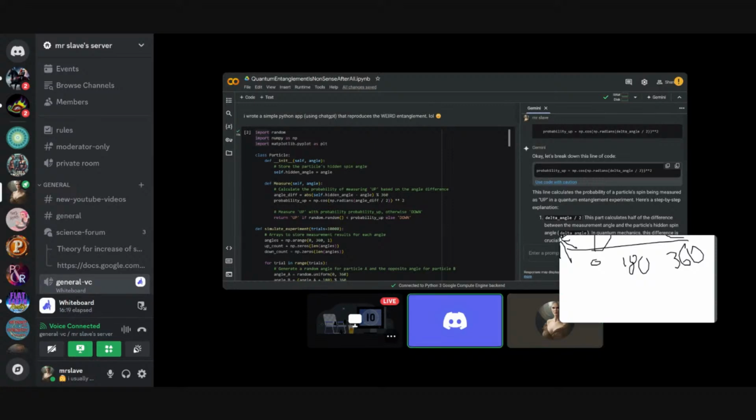Yeah, but the magnet is another system. It has nothing to do with the other side of the universe where particle A lives and supposedly is sending it some information. So you have the hidden angle minus the other angle. The other angle is the magnetic angle, the angle of the magnet. Gotcha. So this is fine.